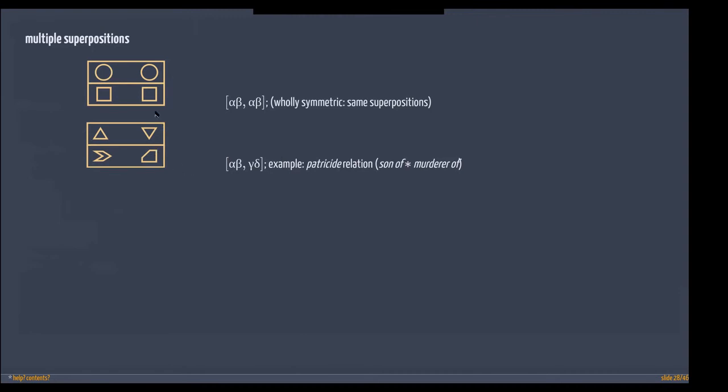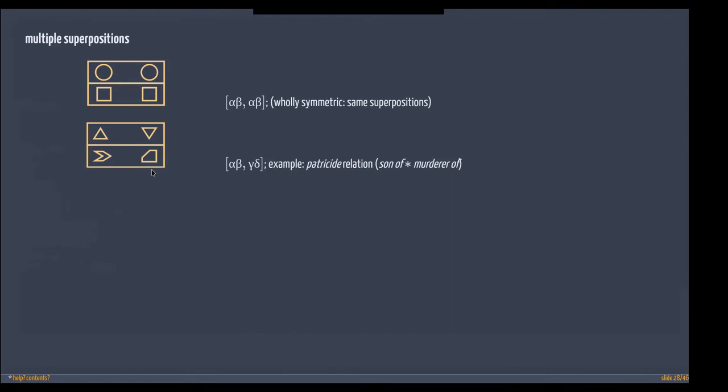And here in this example, we also have two superpositions, but this would be described as wholly symmetric, because in the case of the patricide relation, of course, it matters who is the son who murders whom, and who is in which superposition.